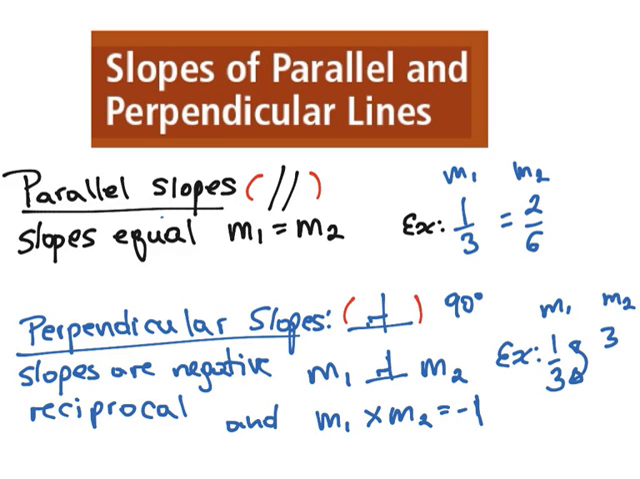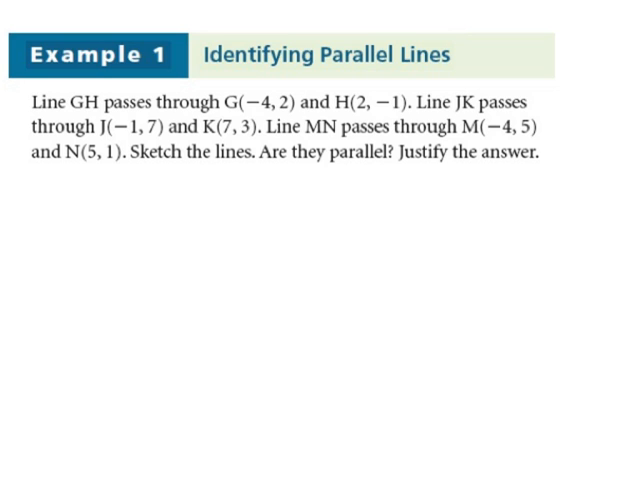So a slope that's perpendicular to it would be 3 over 1, and the sign of the slope would be opposite of that of the original slope. So the slope would be -3 over 1. Let's use this information to answer a couple of examples.